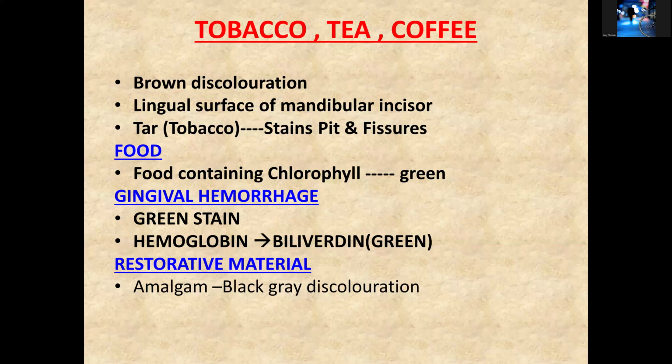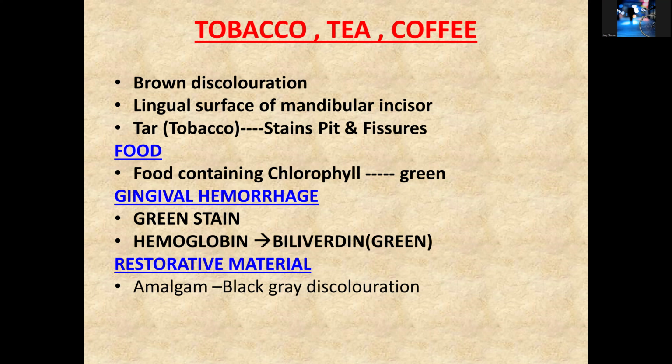Coming to tobacco, tea, or coffee, it causes brownish discoloration. It is most commonly seen on the lingual surface of mandibular incisors. And tobacco can even stain the pit and fissures in the teeth. Even food containing chlorophyll can cause a slight greenish pigmentation in the teeth.